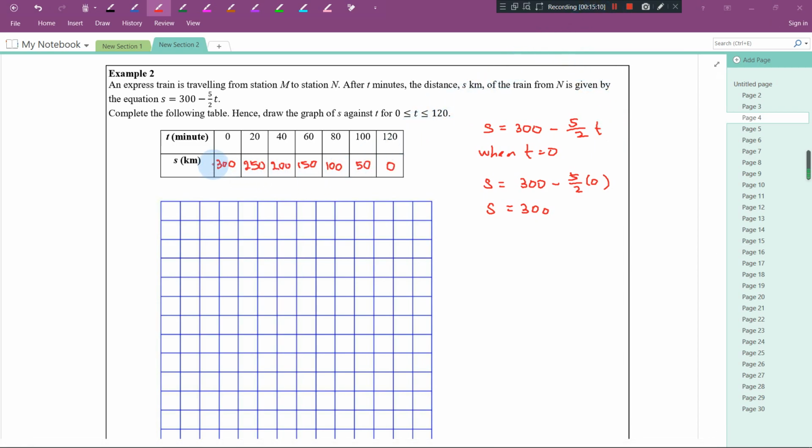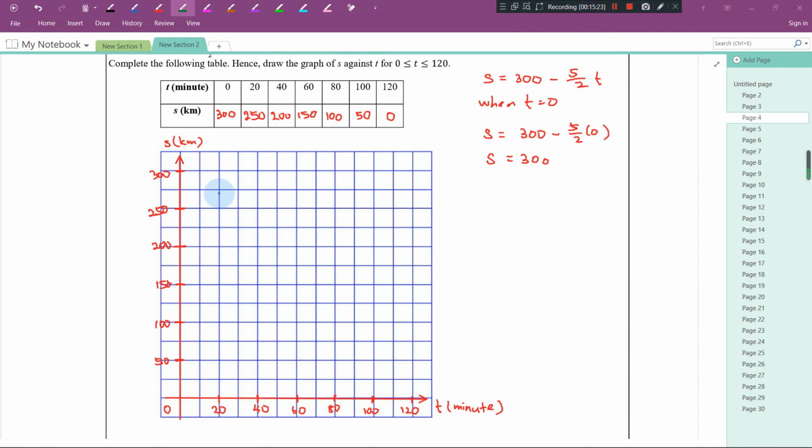Okay, so we have completed the table. The next thing is to plan where to draw our x-axis, our vertical axis and horizontal axis. Okay, so I have drawn the vertical axis and horizontal axis. The next thing is to plot all the points here.